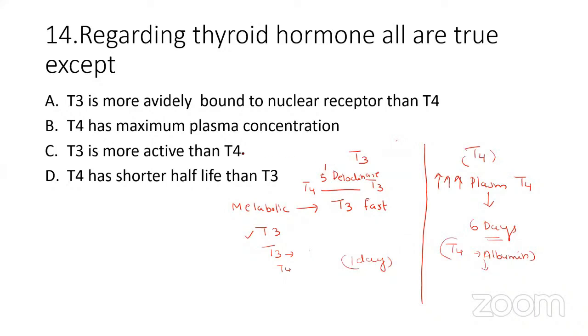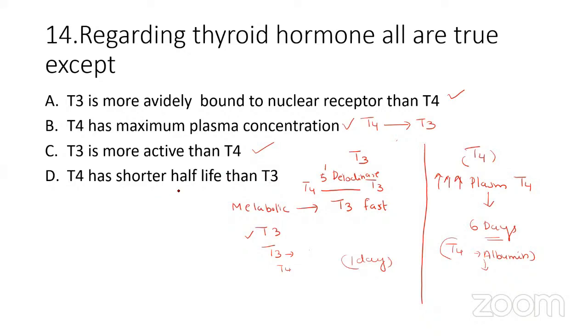So let's see the first option. T3 is more avidly bound to nuclear receptor. T3 is the active one. It is more avidly bound to nuclear receptor than T4, which is correct. This is the correct option. T4 has maximum plasma concentration. This is also true. T4 has maximum plasma concentration, and it is converted into T3. And T3 is more active than T4, which is also correct. T3 mediates all the metabolic effects.